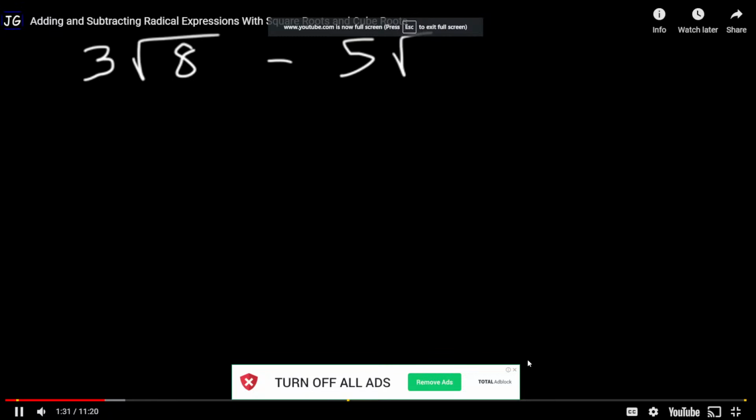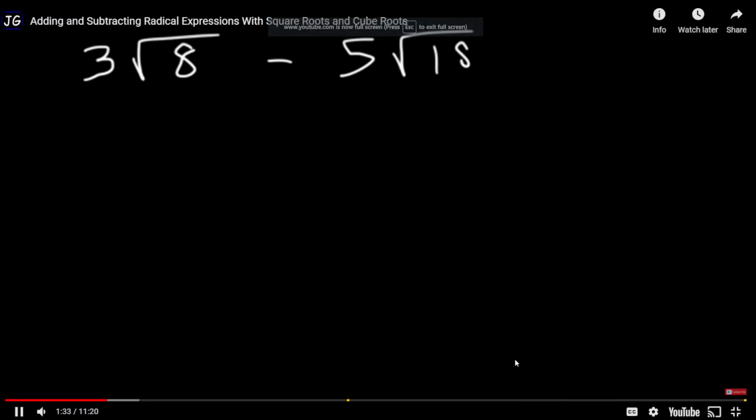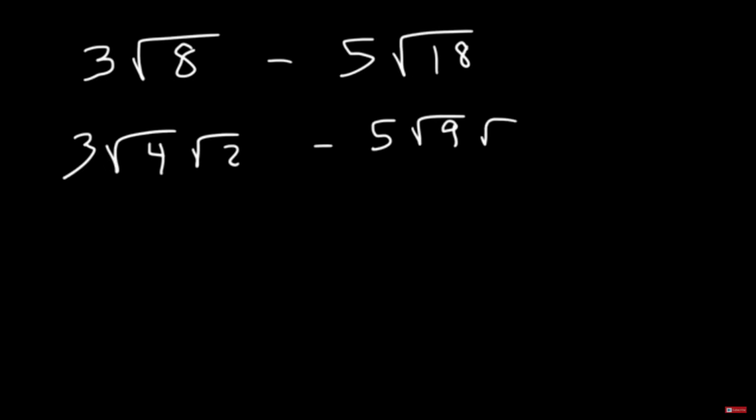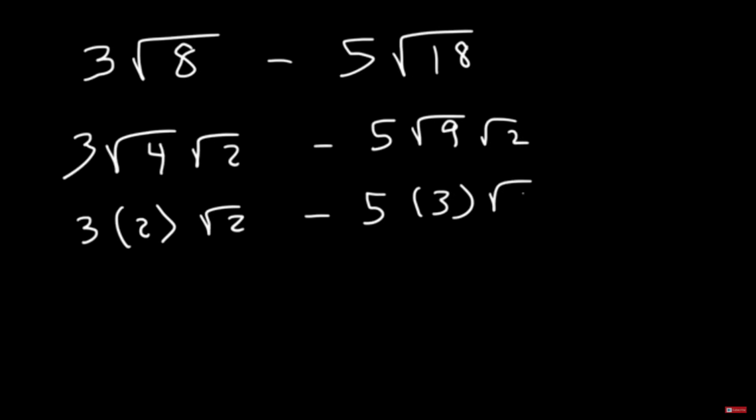Minus 5 times the square root of 18. Right now, we cannot combine them because 8 and 18 are not the same. But sometimes, we can simplify the radicals and make it the same. 8 is basically 4 times 2. 18 is 9 times 2. The square root of 4 is 2, and the square root of 9 is 3. 3 times 2 is 6. 5 times 3 is 15.